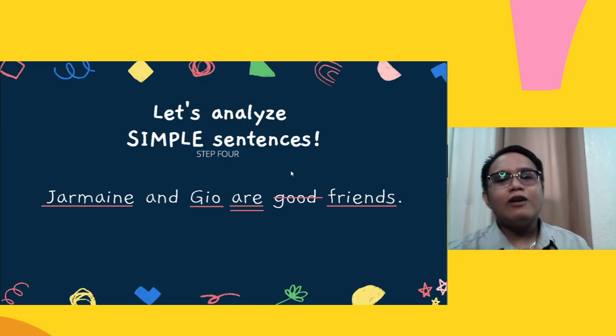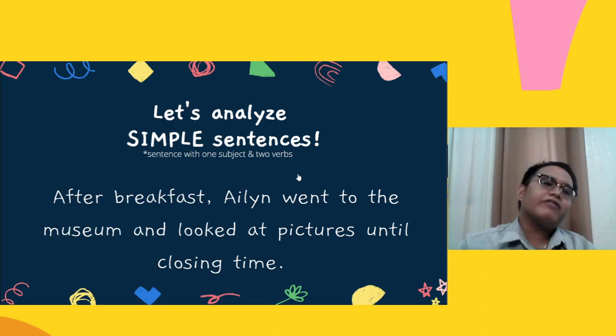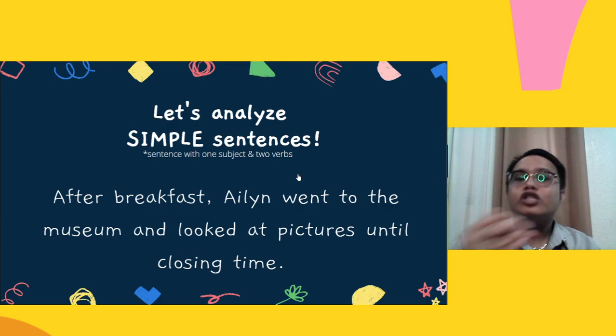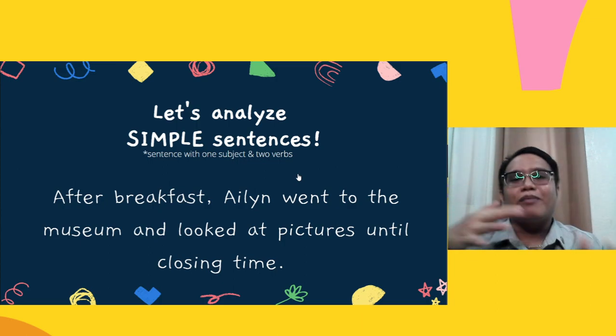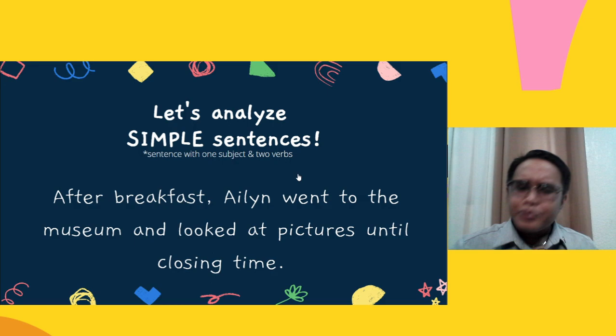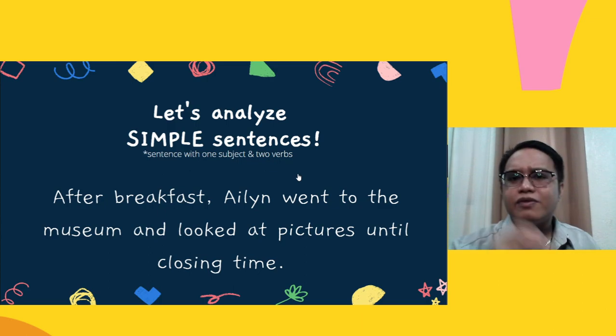Okay? Now, let's go to another simple sentence. Now, this simple sentence has one subject and two verbs. Okay? Usa ka subject and duha ka verbs. So, after breakfast, Eileen went to the museum and looked at pictures until closing time. Hala, so Sir Kevin, nagtaos-taos na lagi na itong sentence. Yes, anam-anam nagtaas itong sentence. But, let's analyze gyapon. Once you master the 4 steps, analysis of sentences is very easy na lang.